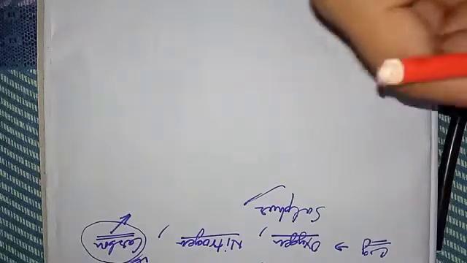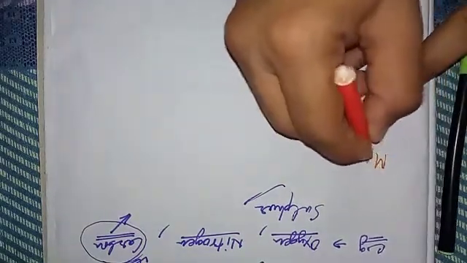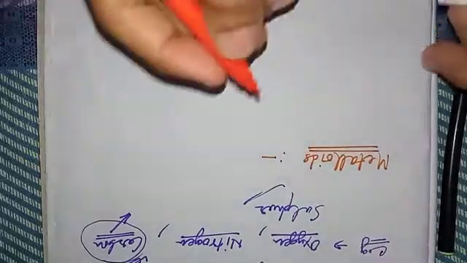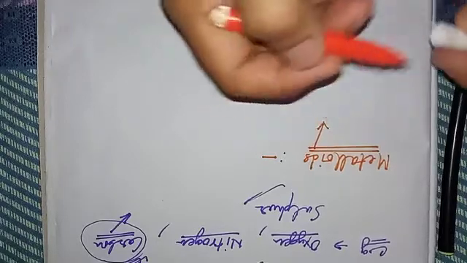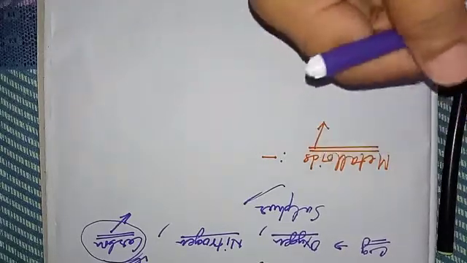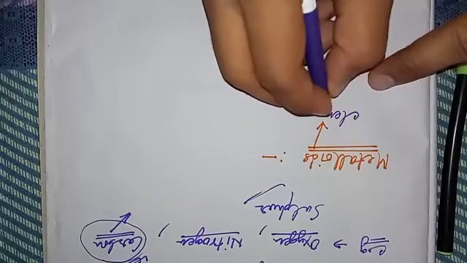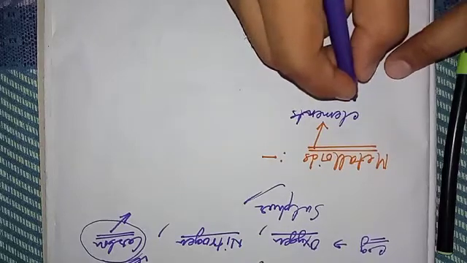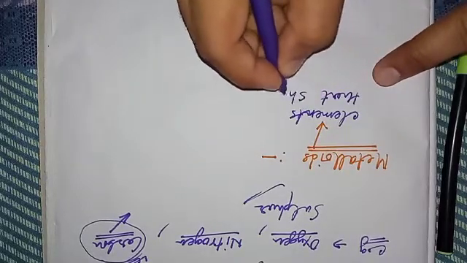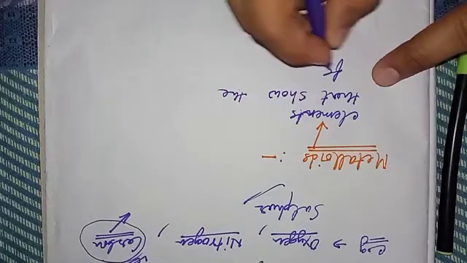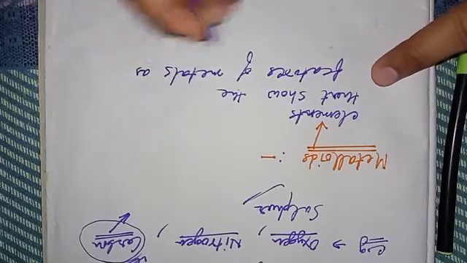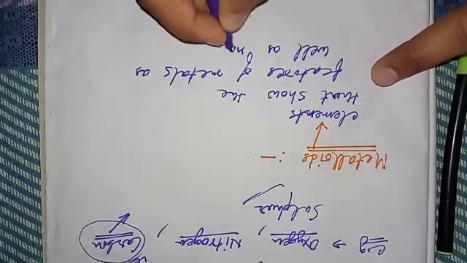Now the next candidate in the list of elements is metalloids. Metalloids are elements that show the features of metals as well as non-metals.